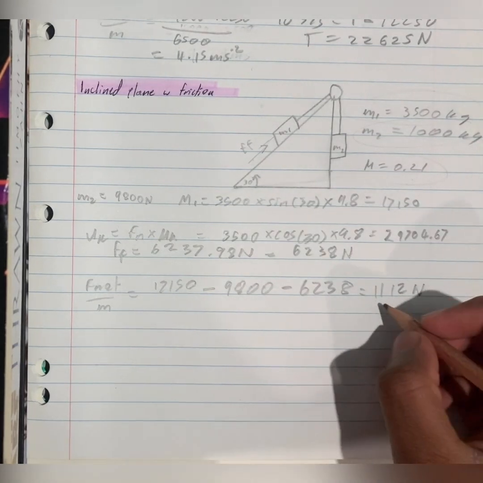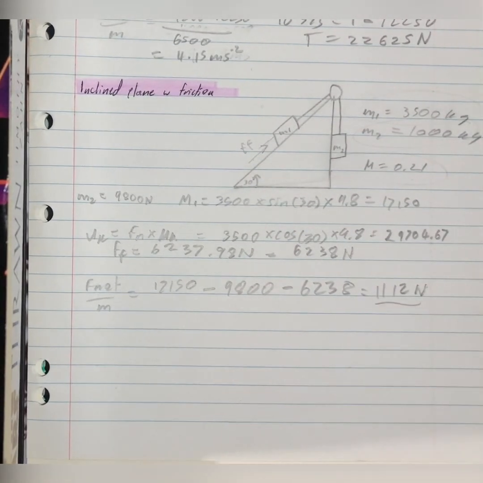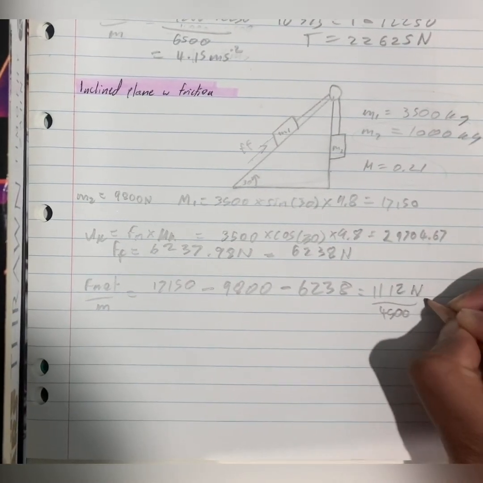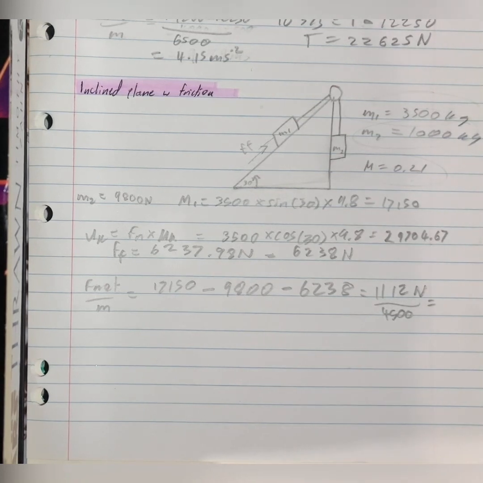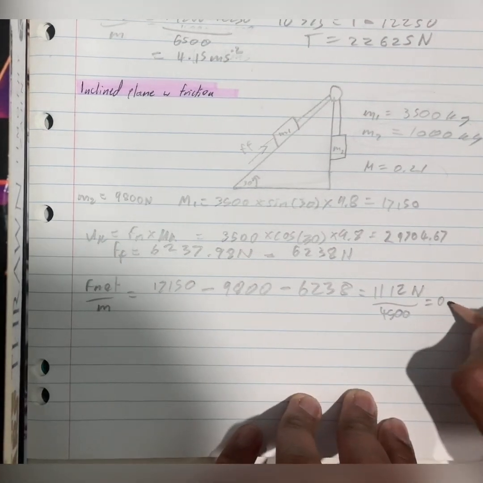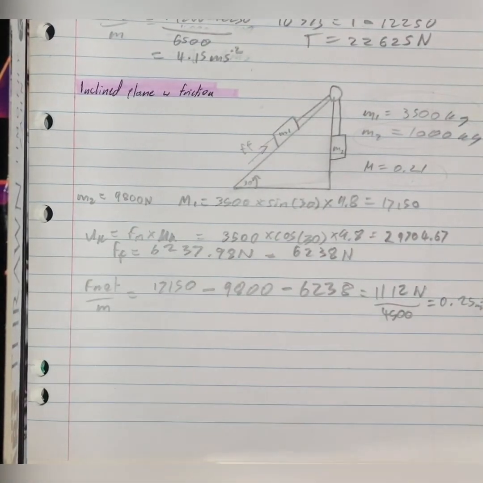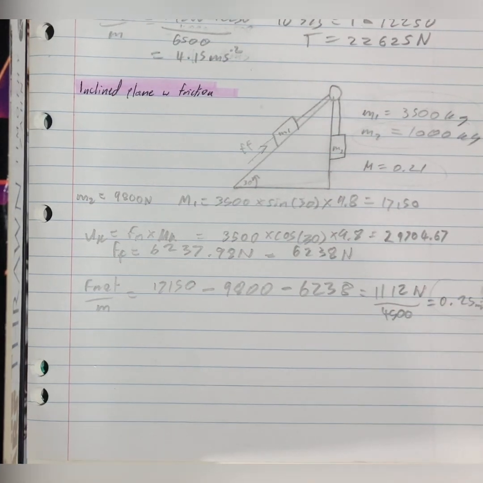Now, that divided by our mass of 3,500 plus 1,000, which is 4,500, it would give us our acceleration. So 1112 divided by 4,500. That just gives us an acceleration of 0.25 meters per second squared. Okay, that meters per second squared looks miserable, but can't do anything about that.